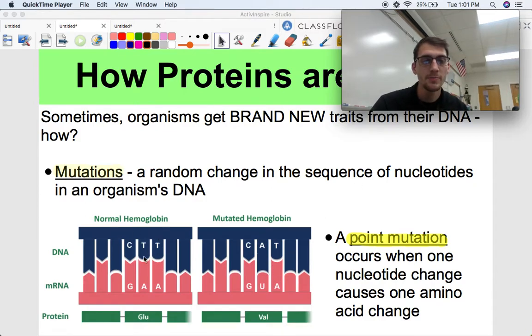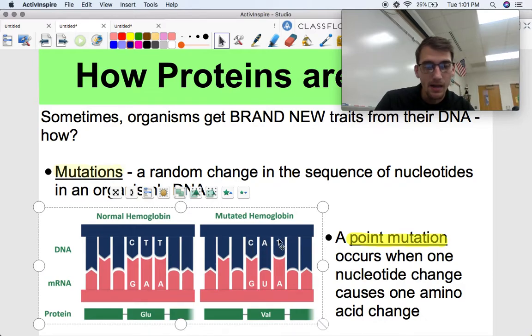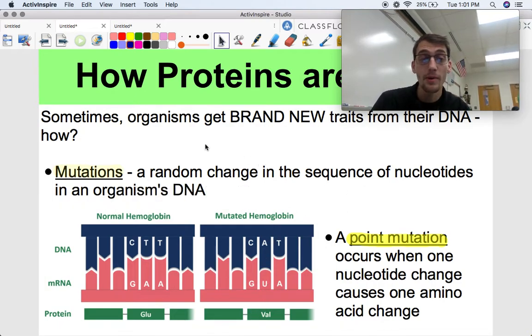Okay, so take a look at this picture here. If we change CTT, and then all of a sudden a mutation occurs, and what we get is CAT, we get a different mRNA sequence, and thus we also get a different amino acid as well. Instead of glutamine, we get valine here. Instead of Glu, we get Val over here. And that is what we call a point mutation, when one amino acid changes.